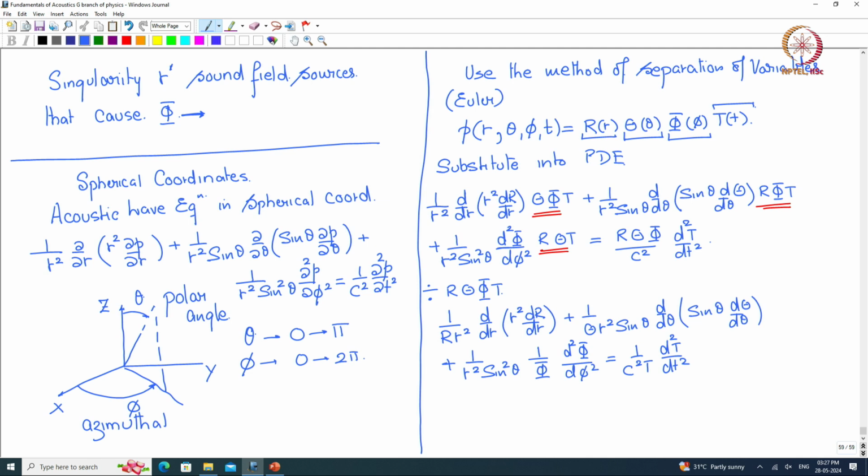So, now let's just see what we have achieved. This is purely a function of r now. This of course has r over here. This is a function of r and theta, and this is a function of r, theta and phi, and this is purely a function of t. So, such a situation is possible only when this is equal to a constant.